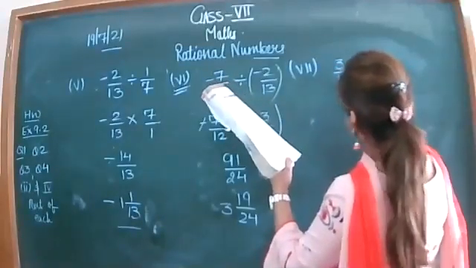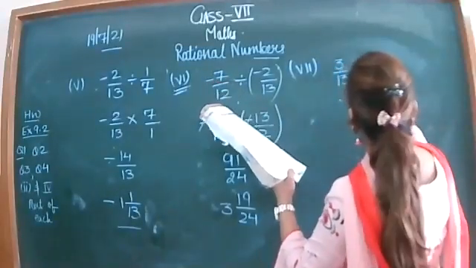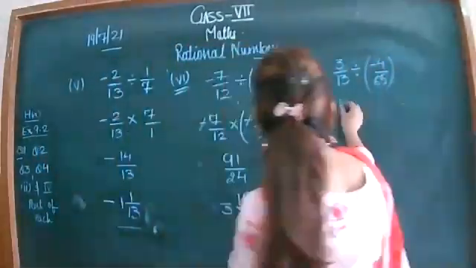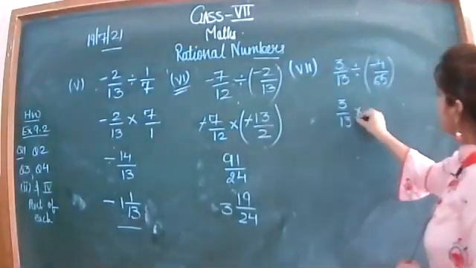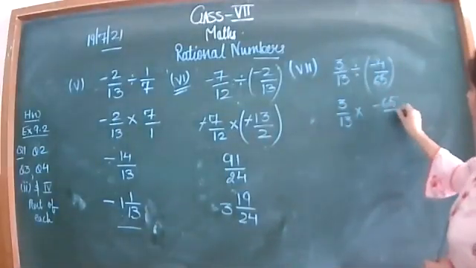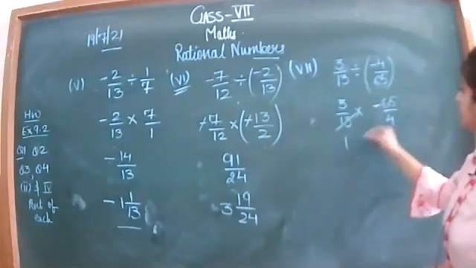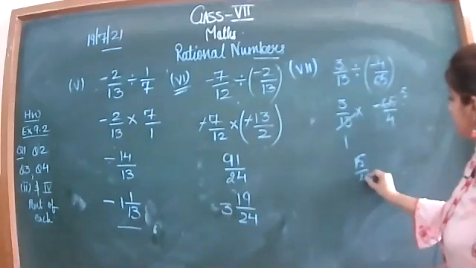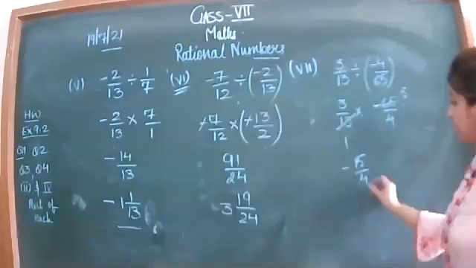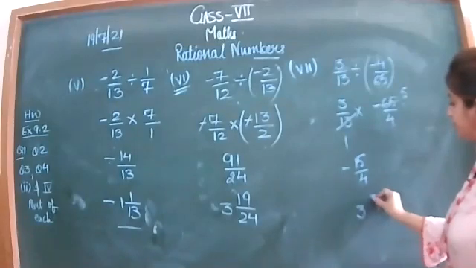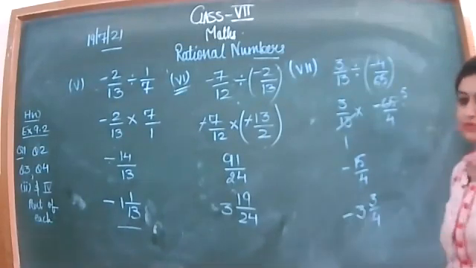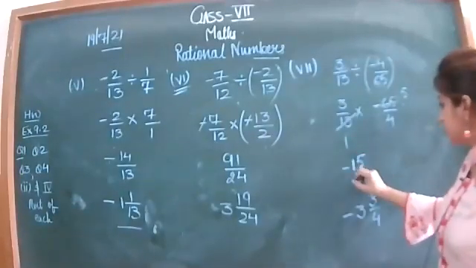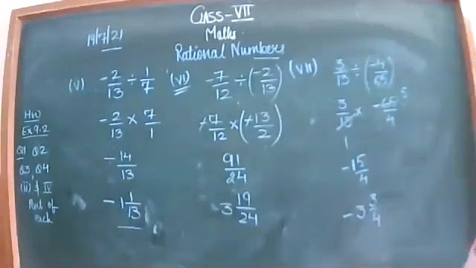3 by 13 divided by minus 4 by 64. Divide will change to multiply. The first term will be the same. This will become minus 65 over 4. 13 ones are 13, 13 fives are 65. 5 threes are 15 by 4 with minus. 4 threes are 12. Answer is minus 3, 3 by 4. Any doubt?